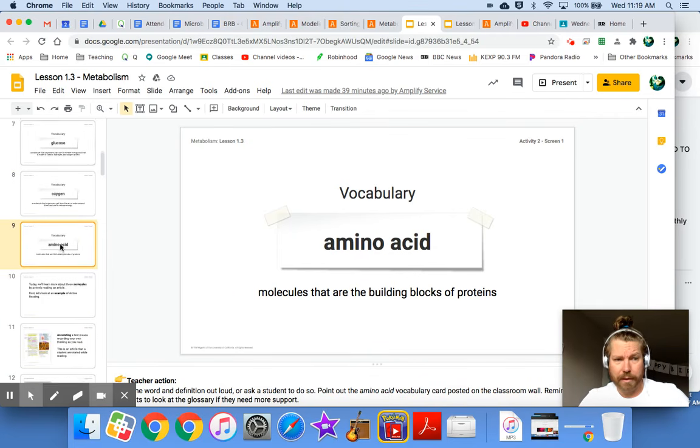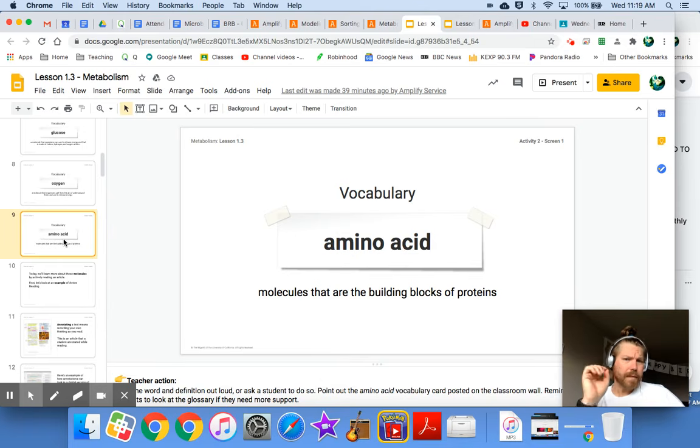And the next one, amino acids, molecules that are the building blocks of protein. Amino acids are almost like little Lego pieces that you can build proteins with. And then guess what? You can take those proteins apart. You can build something new with your amino acids. You don't always have to build the same thing. But amino acids, building blocks of protein.